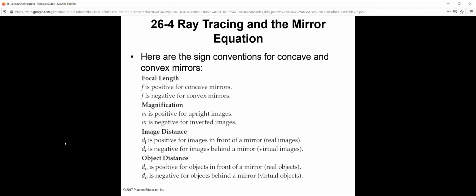Here again, a nice little chart giving you focal length, magnification, image distance, and object distance in relation to the type of mirror and the type of image that you're talking about. This may be useful, this may not be useful. I find the equations to be straightforward enough that this cheat sheet stuff might not be useful, but it's your prerogative. It's in the book. It's on the slideshow here.